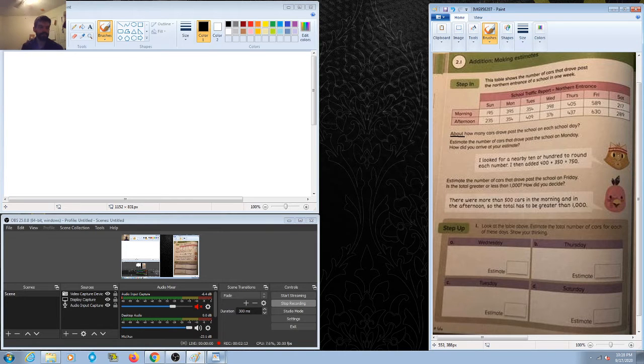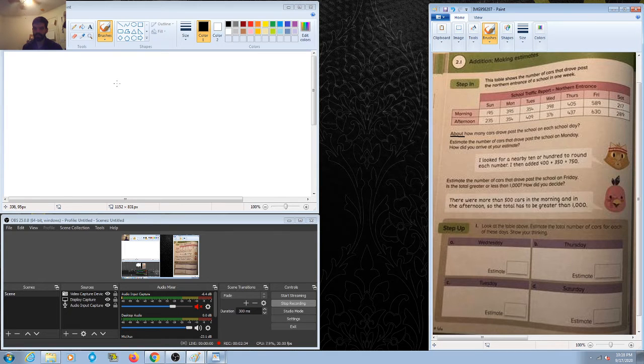Okay, so the cat here with the exercise headband says, I looked for a nearby 10 or 100 to round each number. I then added 400 plus 350 equals 750. So let's go ahead and look at Monday. On Monday, the morning was 395.